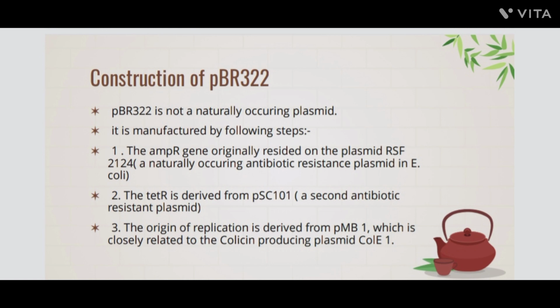Construction of pBR322. pBR322 is not a naturally occurring plasmid. It is manufactured by following steps. First, the AmpR gene originally resides on the plasmid RSF2124 and the TetR is derived from pSC101, the second antibiotic resistant plasmid, and third, the origin of replication is derived from pMB1, which is closely related to the colicin producing plasmid ColE1.